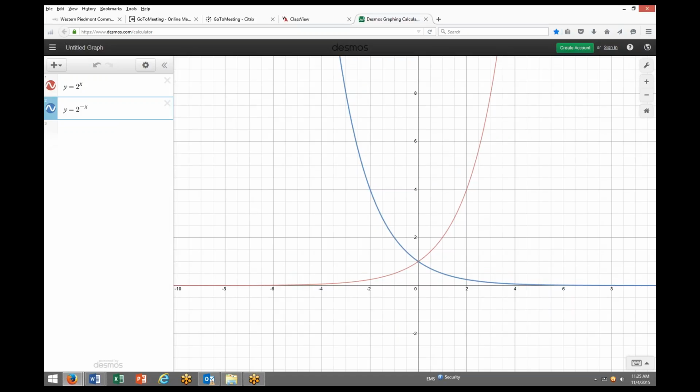They both have the same horizontal asymptote, y equals 0. They both have the same y-intercept, 0, 1. And they are truly reflected from each other across the y-axis perfectly. Every single point would match up perfectly. So, for instance, on the 2 to the x, you have the points 0, 1, 1, 2, and 2, 4. And on the 2 to the negative x, you have 0, 1, negative 1, 2, and negative 2, 4. And that pattern continues on and on.